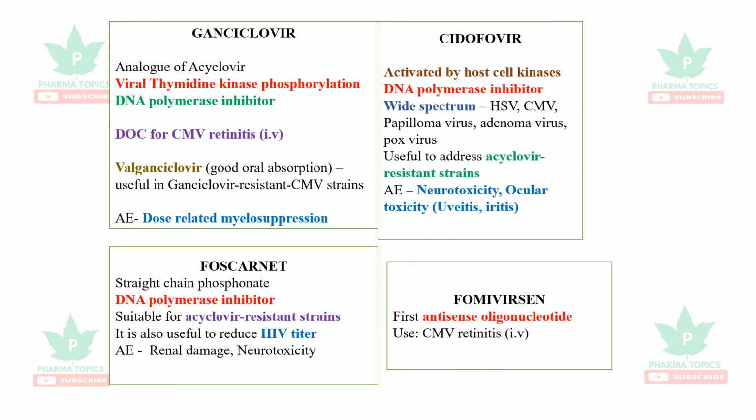The next drug is fomivirsen. It is the first antisense oligonucleotide used for CMV retinitis. Antisense is the opposite strand of the DNA, that is the antisense oligonucleotide. It will not express then.